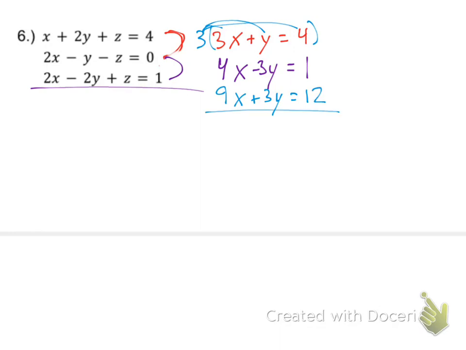Oh, yeah. Add those two equations together. What's 4 plus 9? So that's a 13x. The 3y's and the negative 3y's, gone. And 1 plus 12? Oh, that means x is equal to? Divide by 13. X equals 1. Is everybody with me?